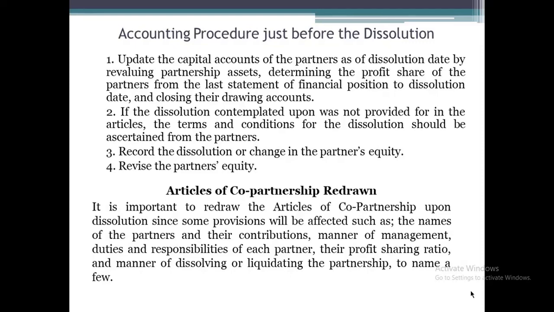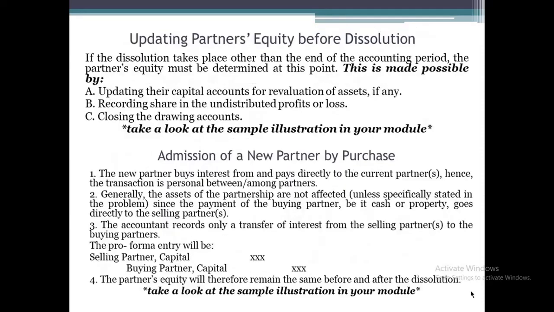So, lahat kahit yung bahay niya, pwede niyang ibayad. Ayan, lahat ng personal property niya. Unlike sa limited partner na hanggang dun lang sa contribution nila sa partnership yung ibabayad nila. So, hindi sila pwedeng habulin ng up to their personal properties. Ayan. So, kailangan i-redraw or i-revise yung articles of co-partnership.